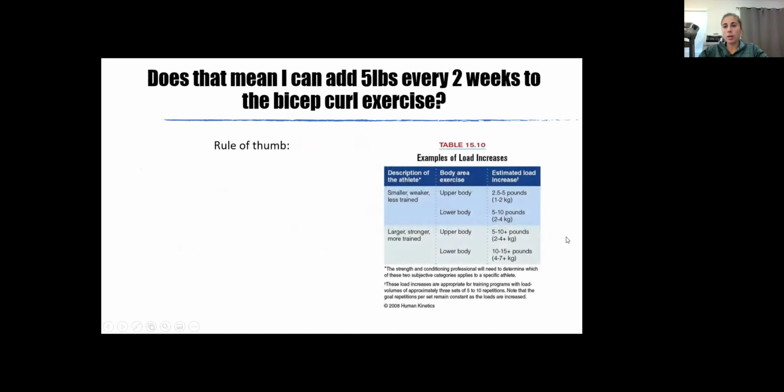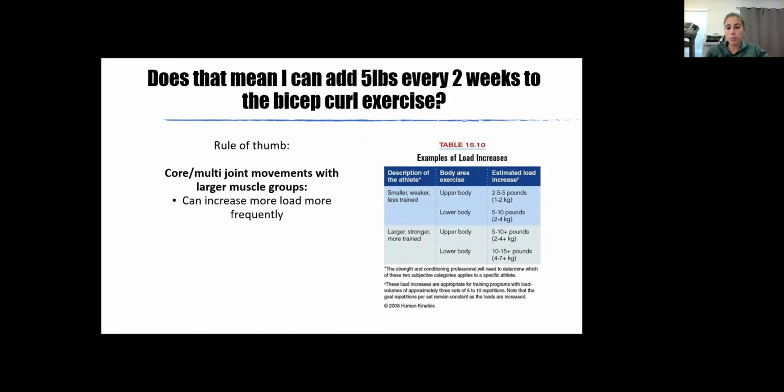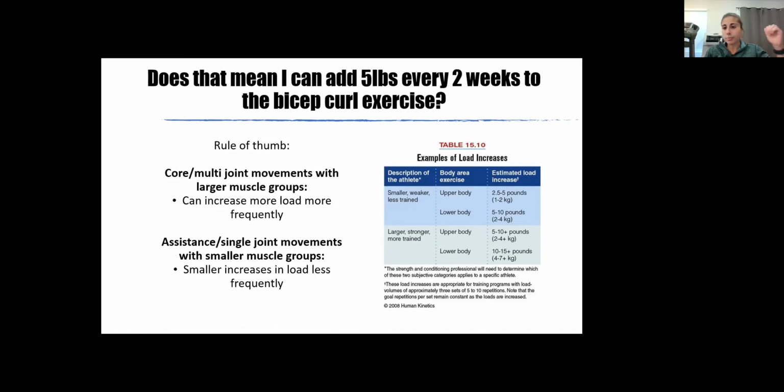Okay. So how much weight should we go up? There's kind of a rule of thumb, whether you're looking at bigger muscle groups or smaller muscle groups. Usually if we're looking at core multi-joint movements like squats, bench, deadlift, we can increase the load more frequently. For someone who is also including assistance movements with single joint movements, we're going to have smaller increases in load less frequently. So triceps, biceps, shoulders, we're not going to be able to increase load as frequently as if we're doing a squat or a deadlift.